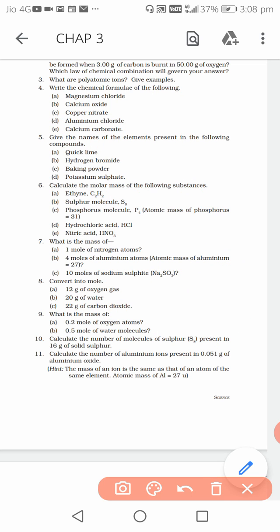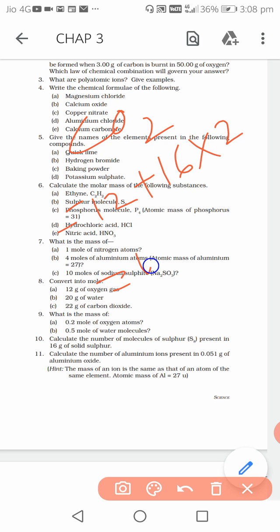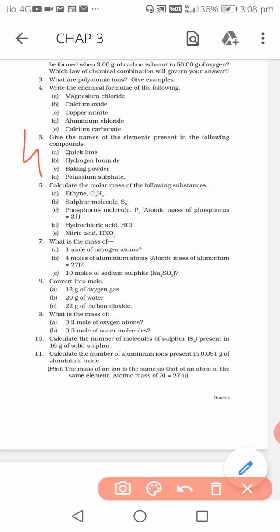Then next one, 22 gram of carbon dioxide. Carbon dioxide is CO2. In CO2, carbon is 12, oxygen is 16 into 2. So it gives us 44 gram. Gram here means 1 mole: 1 mole of carbon dioxide means 44 gram. In reverse, 44 gram is equal to 1 mole.